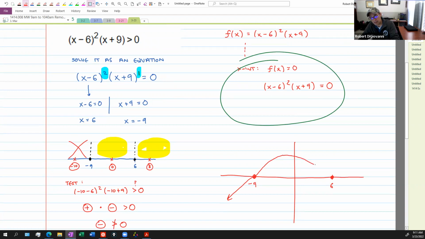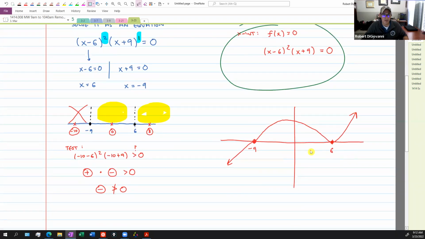And then when I get back to 6, what's going to happen? Am I going to cross through 6 or bounce off 6? Cross. What's the multiplicity on the factor that gave you the 6? Bounce, I'm sorry. Bounce, right? It's a 2, so it's going to bounce. So I know that my graph actually looks like this. Y'all see that?